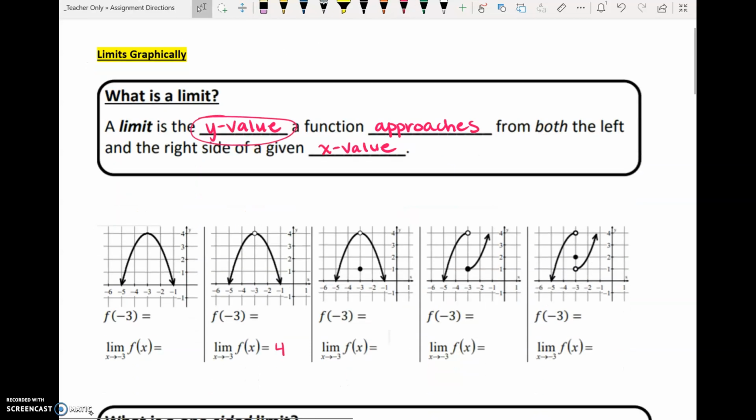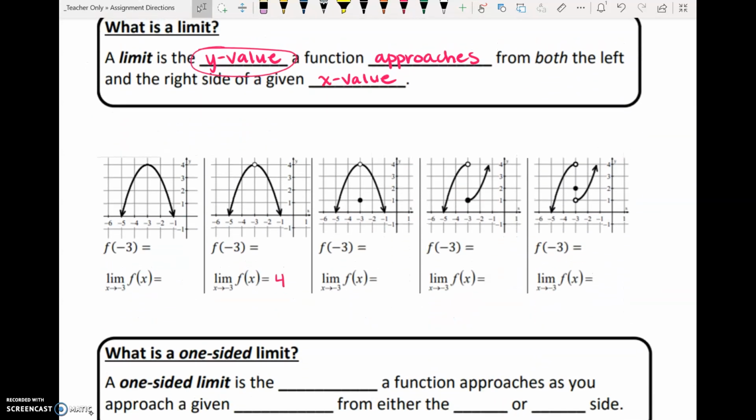Okay, so we're going to look at these quick functions. First, the function at f of -3. So we're going to look at each one of those. When the x value is -3, the y value is 4. And in this case, the limit as x approaches -3, as we look both from the left and from the right, that y value is 4.